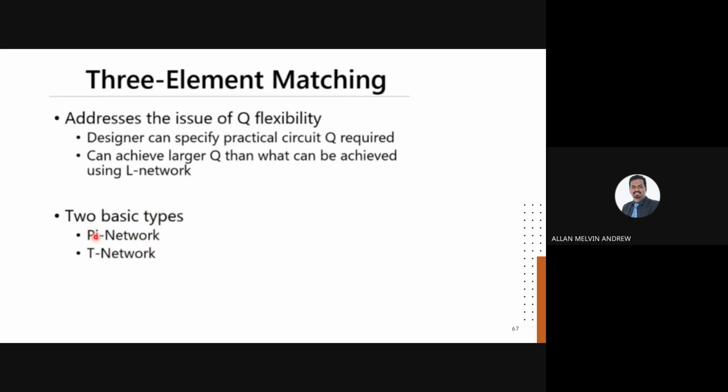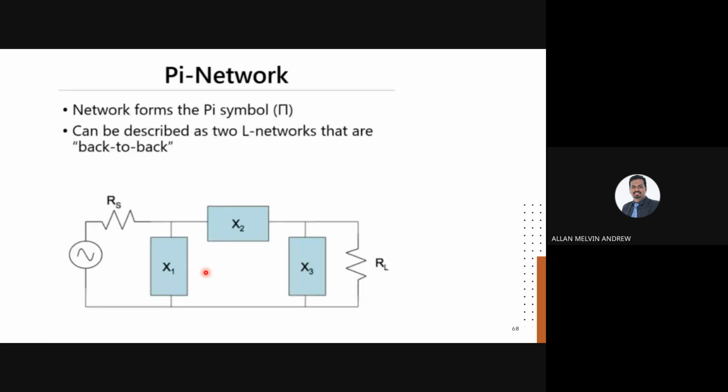Okay, so pi we know is a symbol in mathematics. It's a Greek letter, and it even has a numerical value, 3.142. But we are not using that pi here for calculation. The pi here is actually the shape, so it will look like a pi. The pi symbol is like this, like an incomplete box. So we can see the shape here, and that's why this is called a pi network.